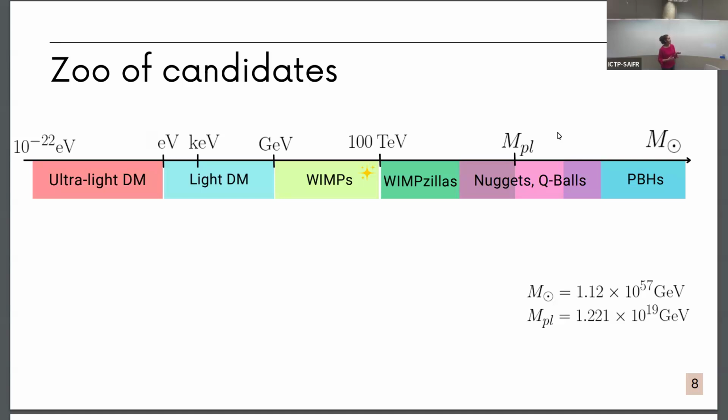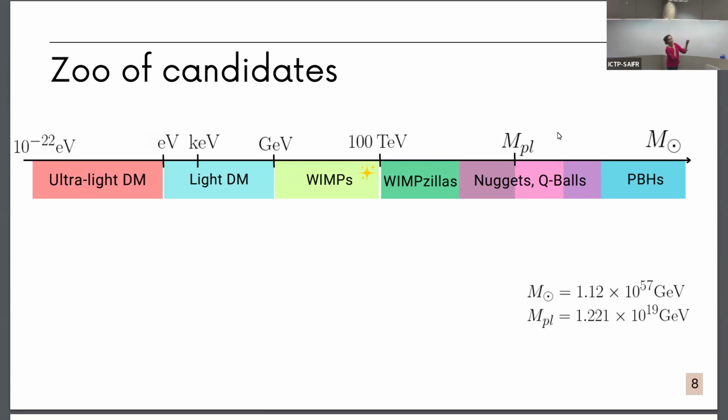And this is the type of dark matter candidate that has been excessively looked for during the past years, but we have no detection until now. But it's not completely excluded yet. And moving to bigger masses, we have the WIMPzillas, which are also elementary particles, but you cannot produce them in equilibrium with the standard model anymore. We also have composite candidates such as nuggets and Q-balls. And the biggest masses are the primordial black holes type of candidates.